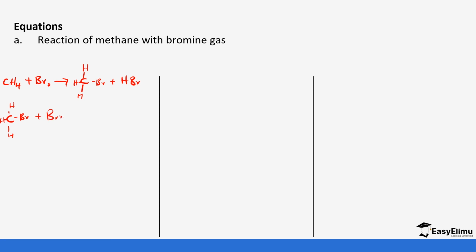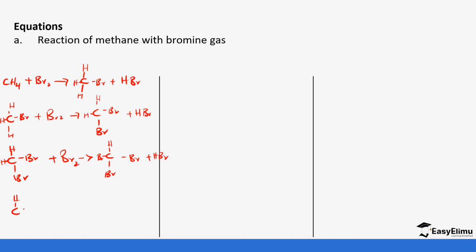second product can react with more bromine to form a dibromomethane, which can further react with more bromine to form tribromomethane, and which further can react with more bromine to form tetrabromomethane. So this last one occurs when the bromine gas is in excess.